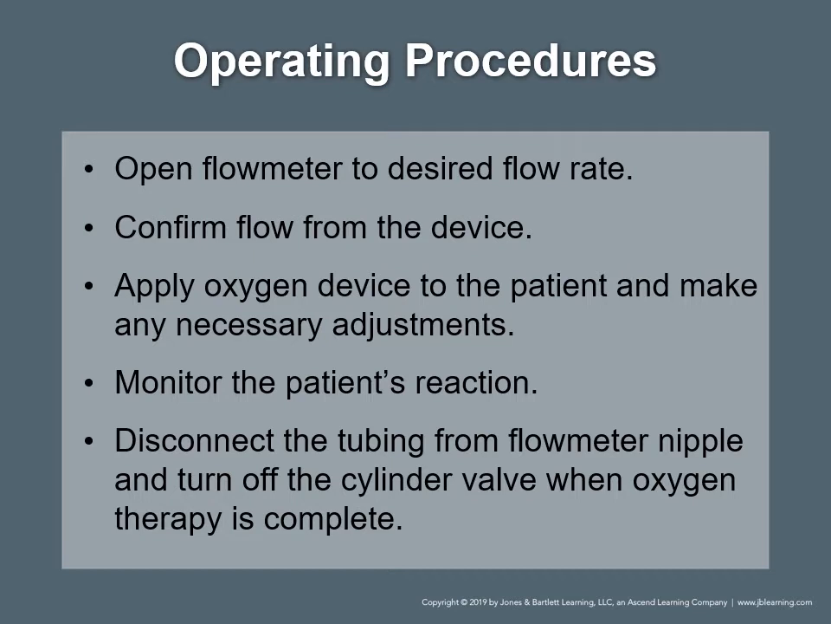Operating procedures to place an oxygen cylinder into service follow the steps in Skill Drill 11.6. Open the flow meter to the desired flow rate. You must be completely familiar with the equipment before attempting to use it on a patient. Confirm flow of the device. Apply the oxygen device to the patient and make any necessary adjustments. Monitor the patient's reaction to the oxygen and to the oxygen device. Disconnect the tubing from the flow meter nipple and turn off the cylinder valve when oxygen therapy is complete. After turning off the flow meter, the gauge on the regulator should read 0 with the tank valve closed.